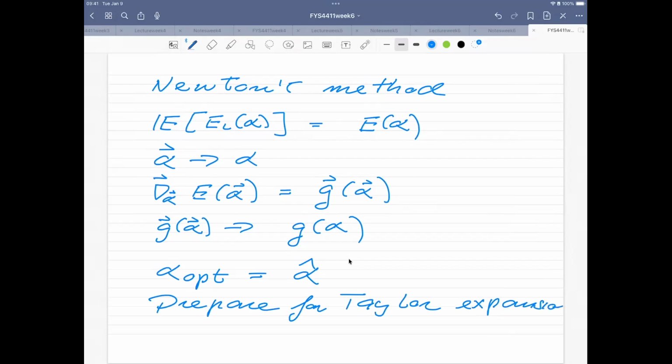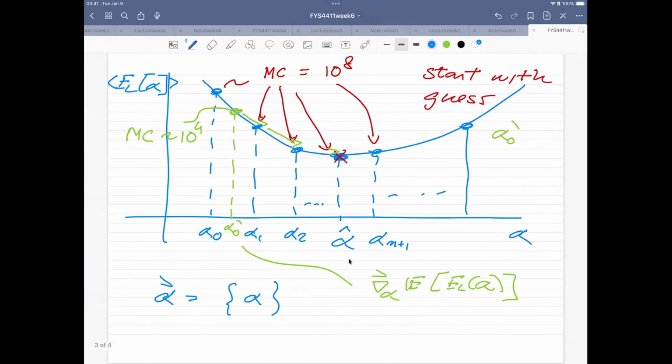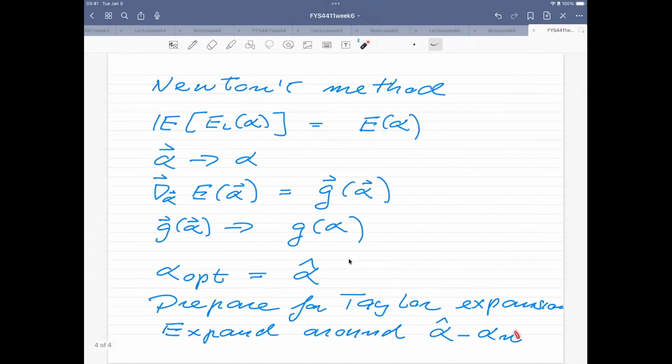So we are going to expand around an alpha. If you look at this alpha optimal, this hatted quantity, minus some alpha n. And n stands for an iteration n. So we've been doing lots of iterations. If you go back to this image here, you see that we would start with an alpha 0, and then we calculate the gradients, and then we slowly move towards this minimum here. So that means that this alpha n is the result after n iterations.